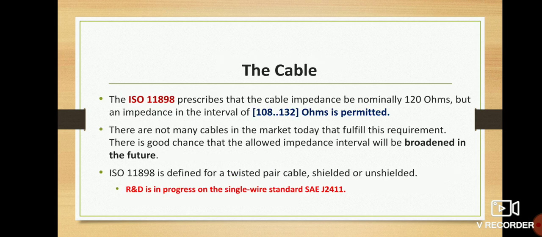ISO 11898 prescribes that the cable impedance be nominally 120 ohm, but an impedance in an interval of 108 to 132 ohm is permitted. Of course, the theoretical value is prescribed as 120 ohm, but in the practical scenario we may use something like 108 to 132 ohm, as there is distortion and loss, and it will still be capable like 120 ohm.